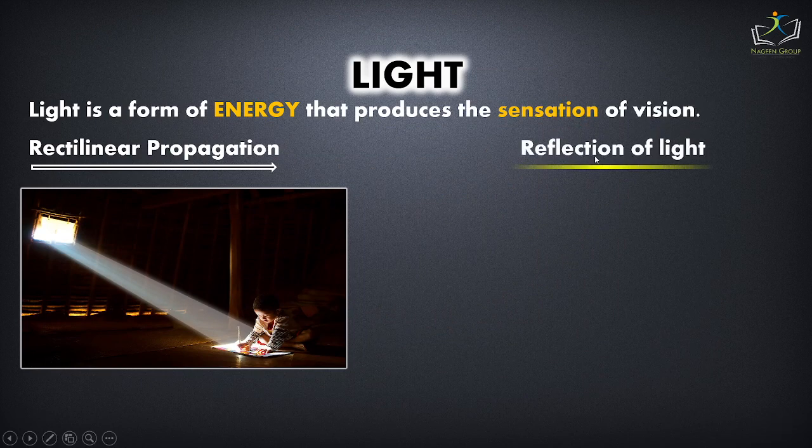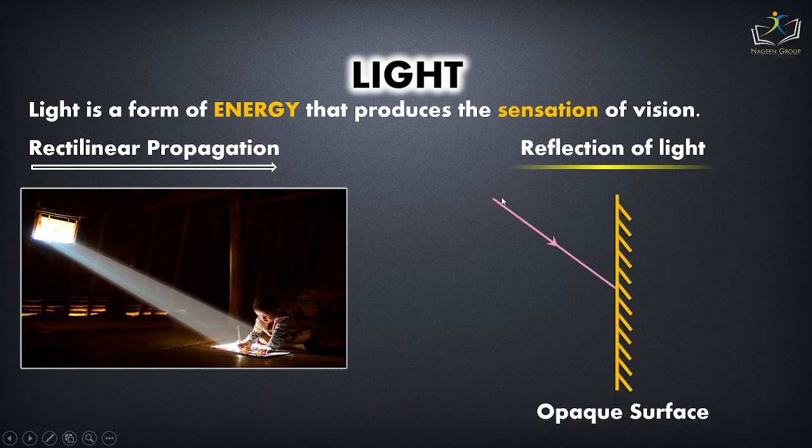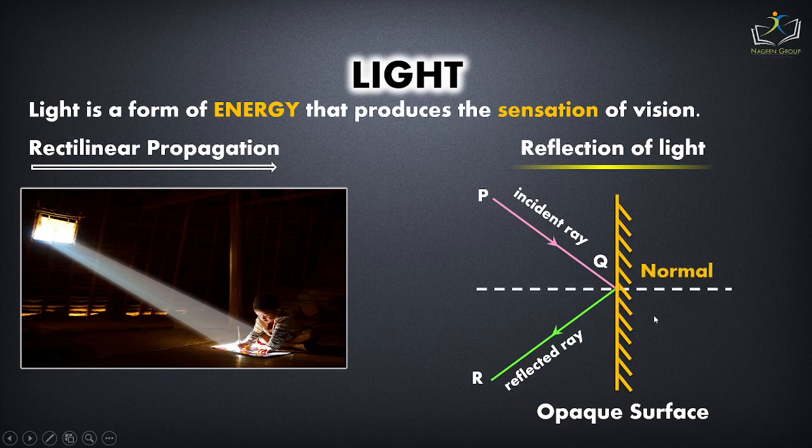Here we will mainly discuss reflection. In the previous videos you have studied reflection. You see that when an incident ray is incident on any surface, then it gets reflected in the same medium. Incident ray, and this is QR, which is the reflected ray. Here we have a normal. This normal is perpendicular to the surface.